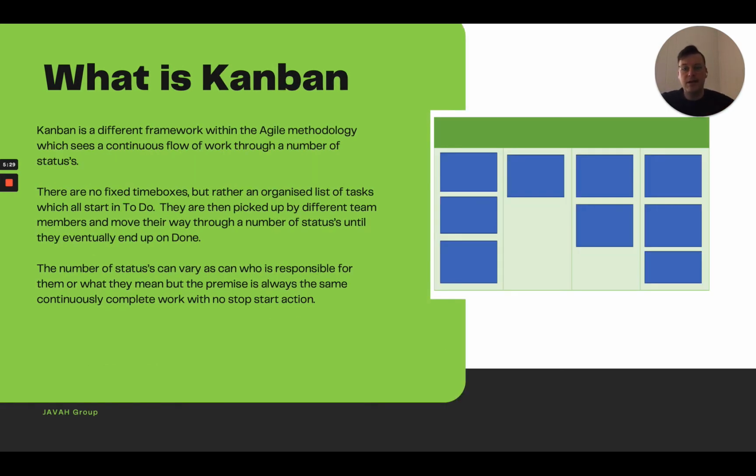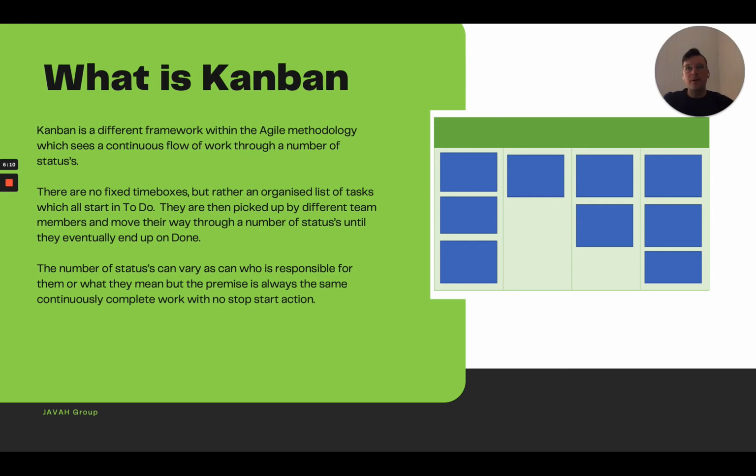Kanban. So Kanban is a different framework, again, within the Agile methodology, and it's all about continuous flow. So it's all about seeing work just continually move. There's really no fixed goal. There are no time boxes. There's no set periods around this. It's just a case of continuously moving work from to do. From the very left-hand side of a Kanban board is generally where it will start. So you take it again out of the backlog and it goes into to do. Then it'll move its way across the Kanban board all the way to done.